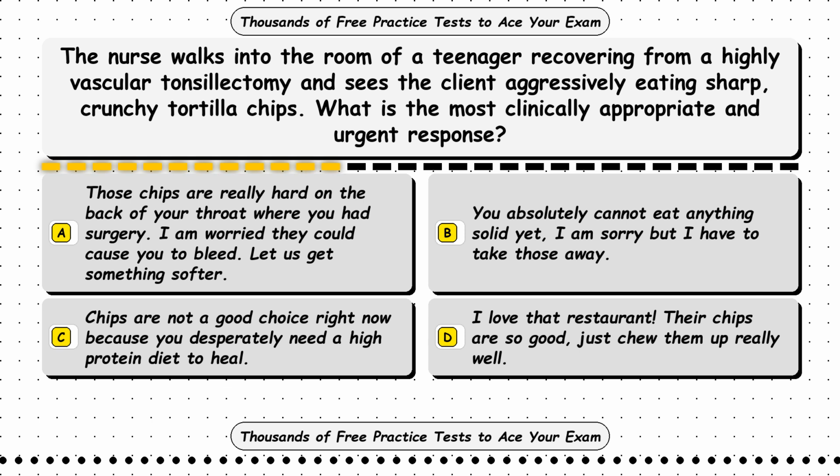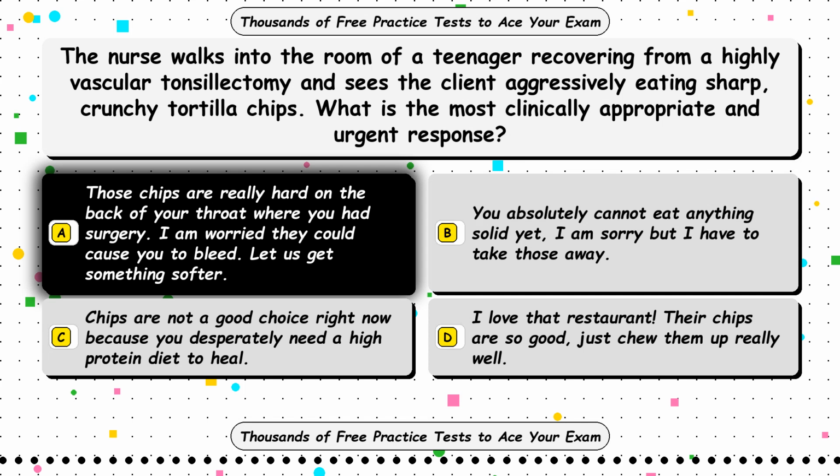Option A. Those chips are really hard on the back of your throat where you had surgery. I am worried they could cause you to bleed. Let us get something softer. Option B. You absolutely cannot eat anything solid yet. I am sorry, but I have to take those away. Option C. Chips are not a good choice right now because you desperately need a high-protein diet to heal. Option D. I love that restaurant. Their chips are so good, just chew them up really well.